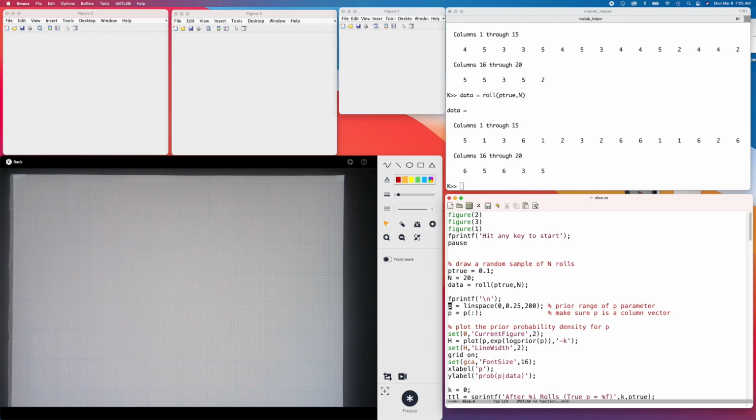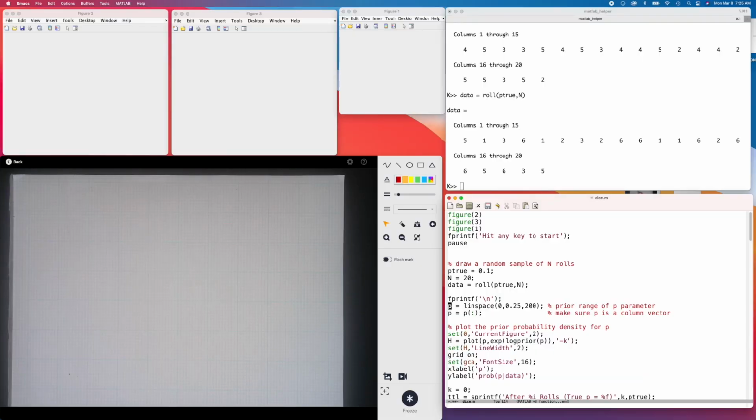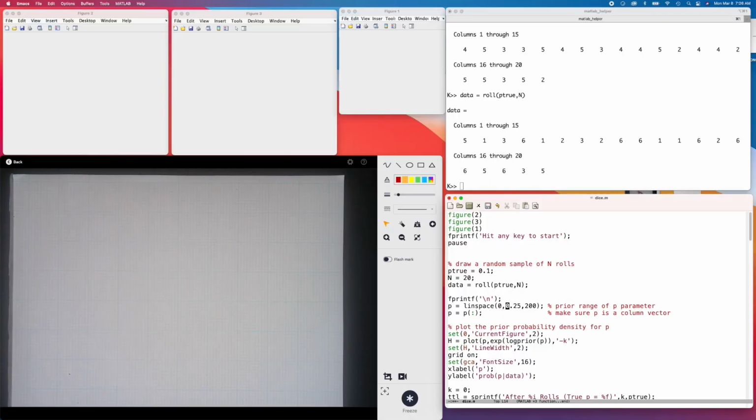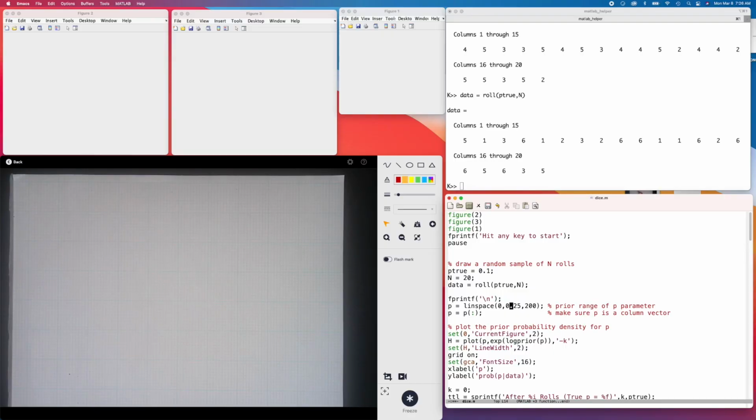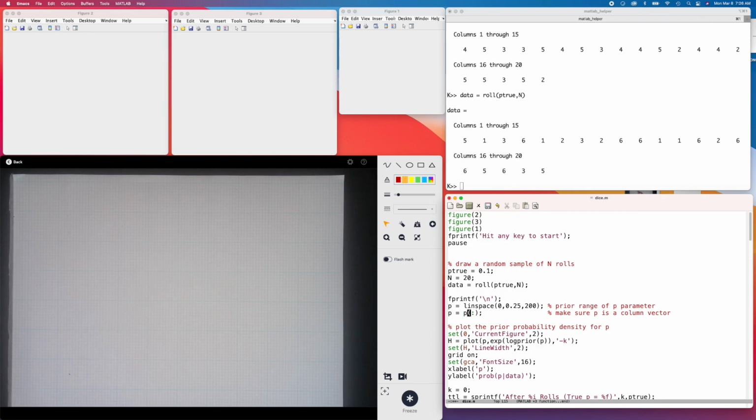After that, I make a range of discrete values at which we're going to evaluate the posterior probability for the parameter p. So on a computer, everything has to be discretized. So what I do is I discretize the PDF on the interval of 0 to 1/4 with 200 steps. That number of steps could be made bigger or smaller. And then some of the subscript routines require p to be a column vector, so I convert it to a column like this.